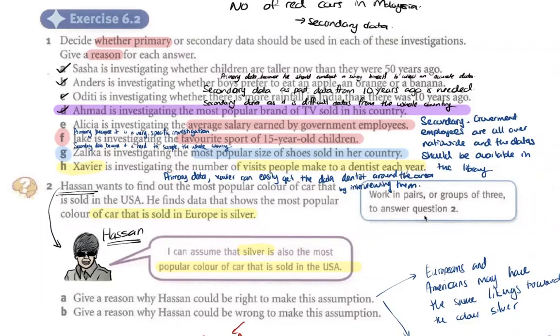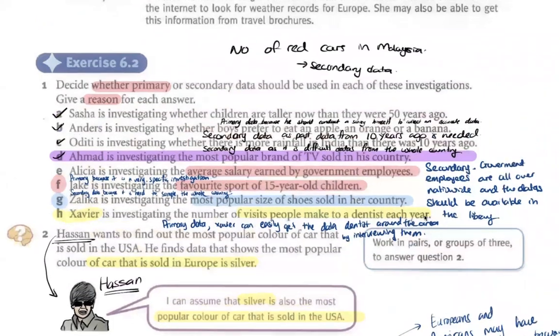Okay, if we look at exercise 6.2, we're deciding whether primary or secondary data should be used in this investigation. So normally primary data is you have to collect it yourself. Secondary data is you have to find the data that has been collected. So depending on the time and the effort that is needed, for example, if it's a big scale project, you might need to use secondary data. So let's look at the first one.